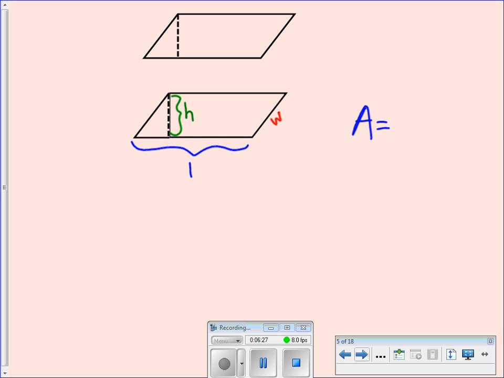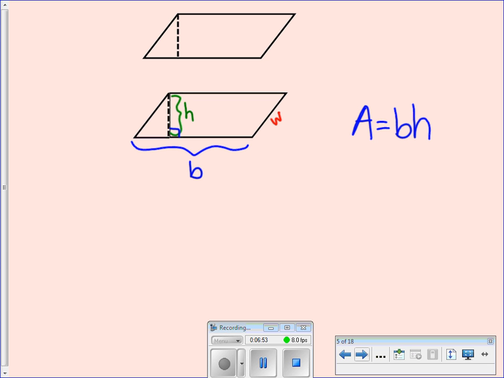We're going to turn it into a base. We like to think of it as base or bottom because when we draw that height, it has to go down to that base. And when it hits that base, it's going to form a right angle. So the formula for a parallelogram is base times height.